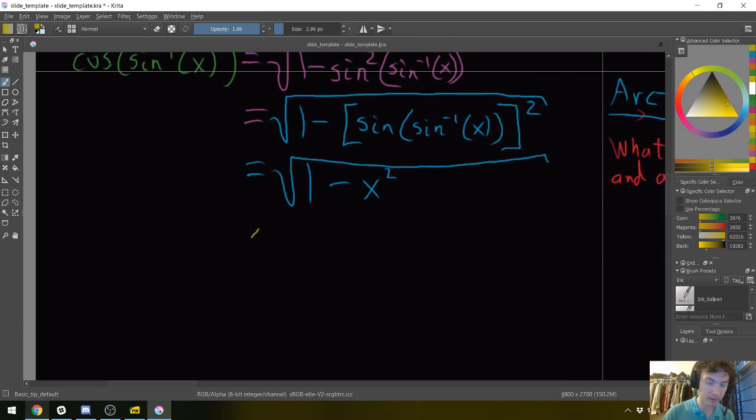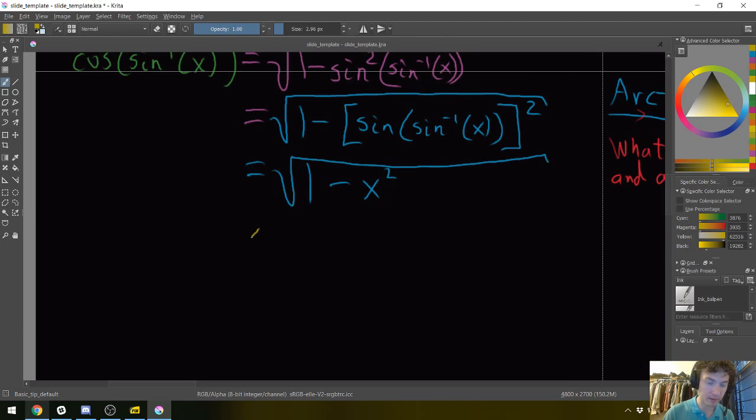So I'm just going to draw a triangle. We're interested in cosine of sine inverse of x. So we want to pick an angle whose sine is x. So I'm just going to choose that to be the angle in the lower left here. So this angle, say, is theta, and we want sine of theta to be x, since we're talking about something that involves sine inverse of x.